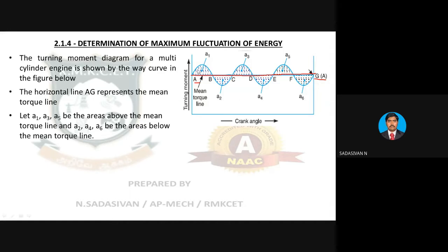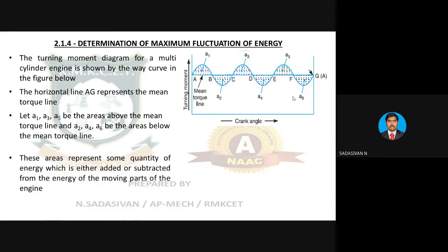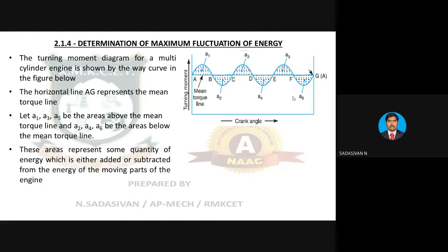Now I am going to call this the area under the curve. By some integration or whatever methods, mathematically, I am going to find out this area. I am going to declare that as A1, A3, A5 above the line, and A2, A4, A6 below the line. In the actual problem, the area of the graph will be given in millimeter square. These areas represent some quantity of energy which is either added or subtracted from the energy of the moving parts of the engine. It's naturally understood. Whatever is in excess of mean torque is added. Whatever is less than mean torque is subtracted. So that is the concept. That's how we do the problem.